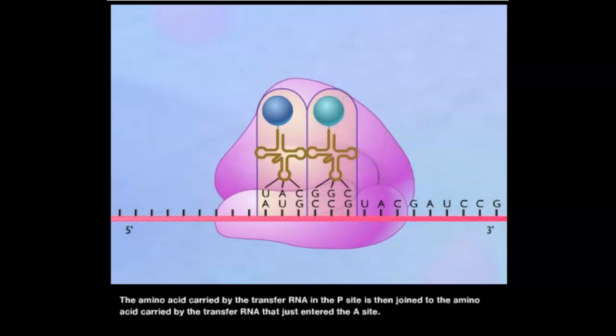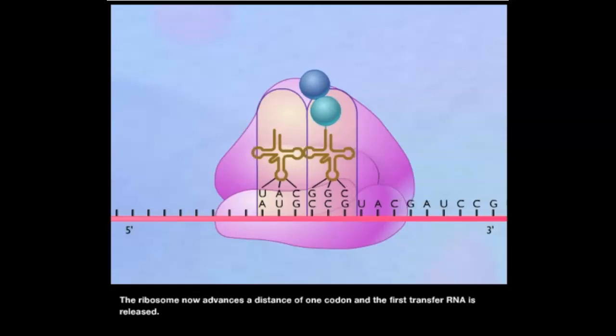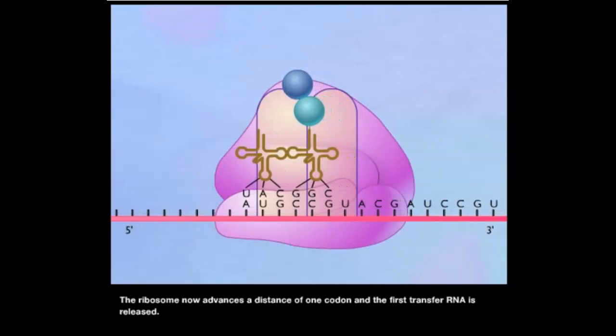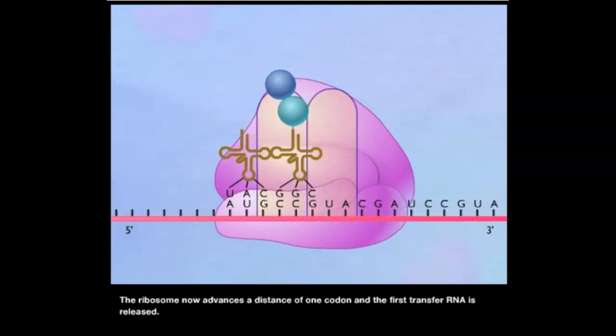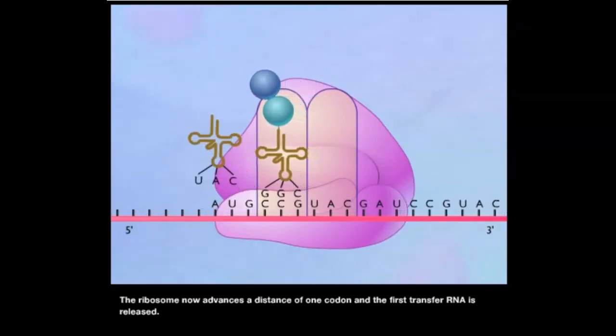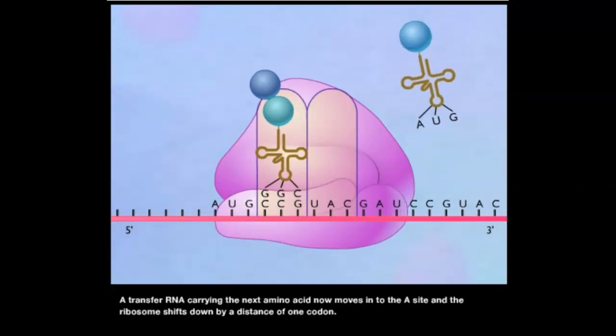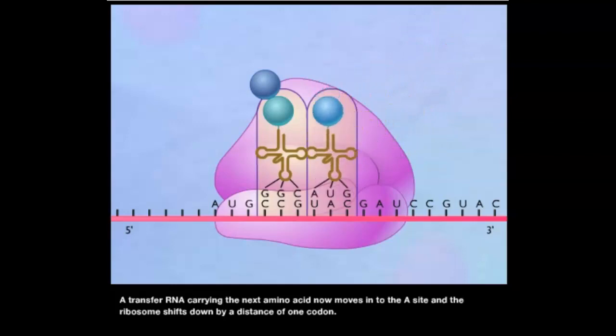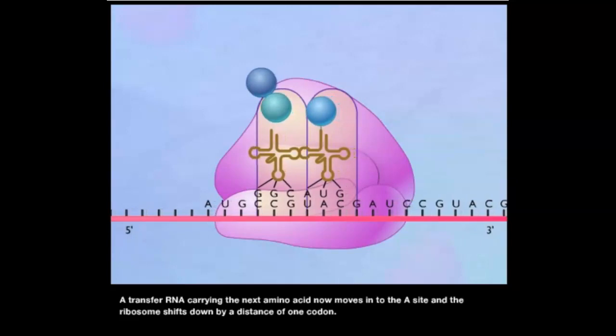The amino acid carried by the transfer RNA in the P site is then joined to the amino acid carried by the transfer RNA that just entered the A site. The ribosome now advances a distance of one codon and the first transfer RNA is released. A transfer RNA carrying the next amino acid now moves into the A site and the ribosome shifts down by a distance of one codon.